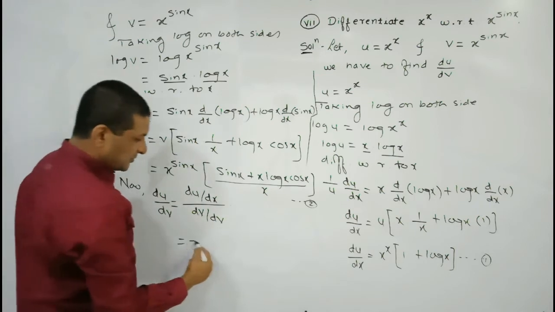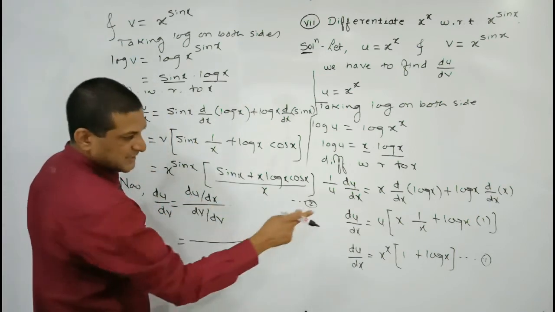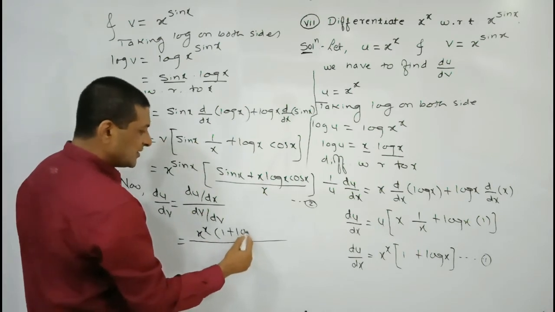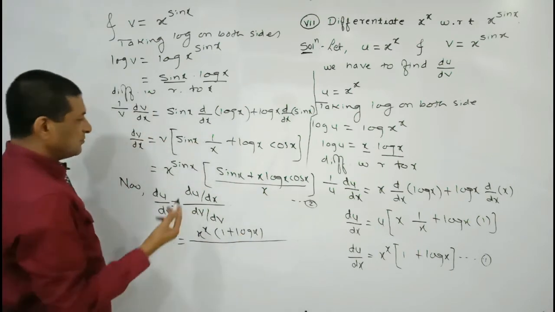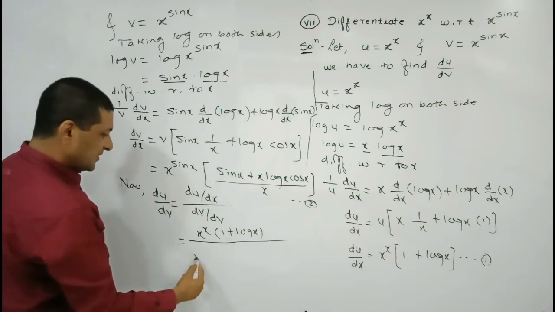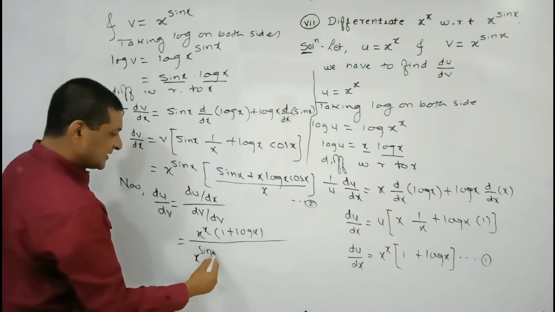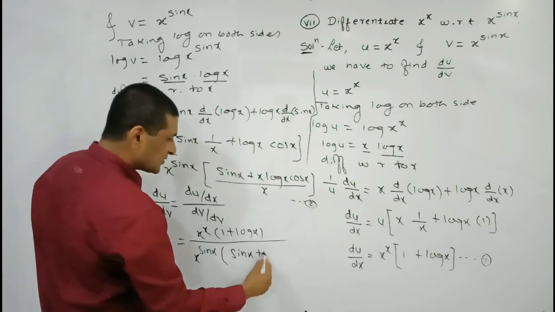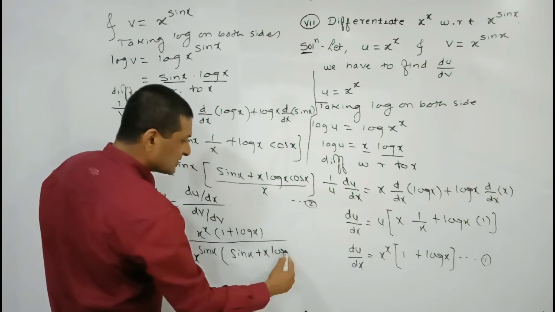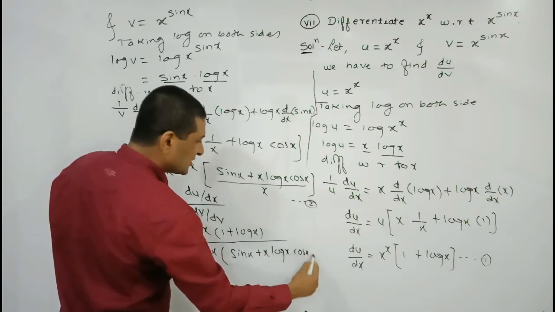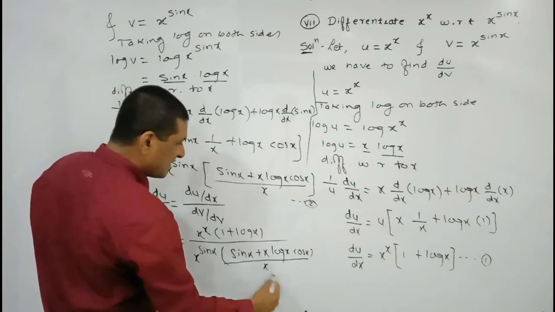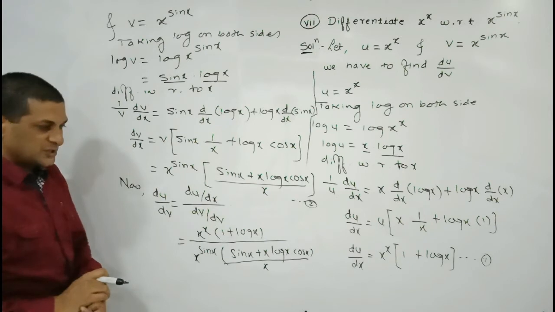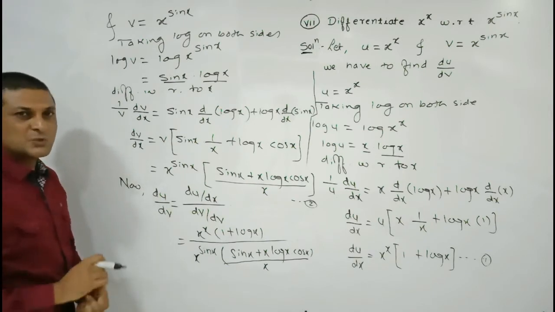Remaining part is just to substitute the value. Now du upon dx, according to equation number 1, will be equal to x raised to power x into 1 plus log x. And from equation number 2, the derivative of v will be x raised to power sin x into sin x plus x log x into cos x divided by x. In this way we have got the differentiation. Now only the remaining part is to simplify it.